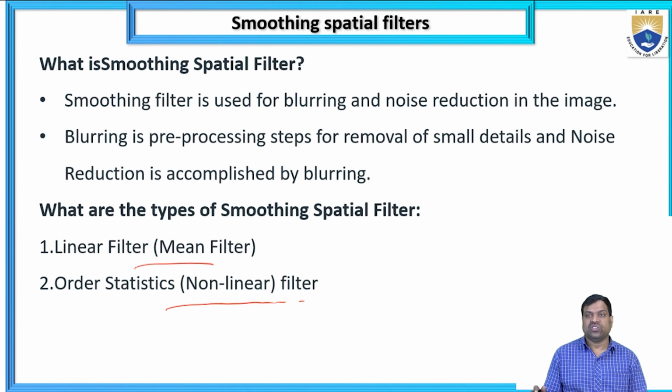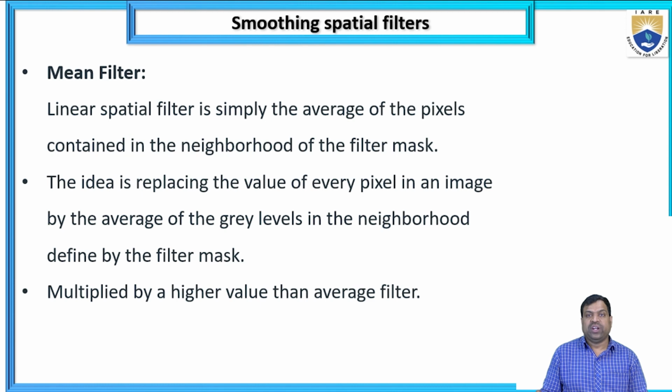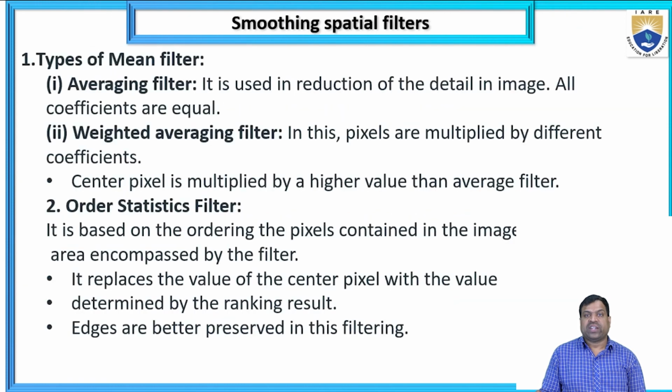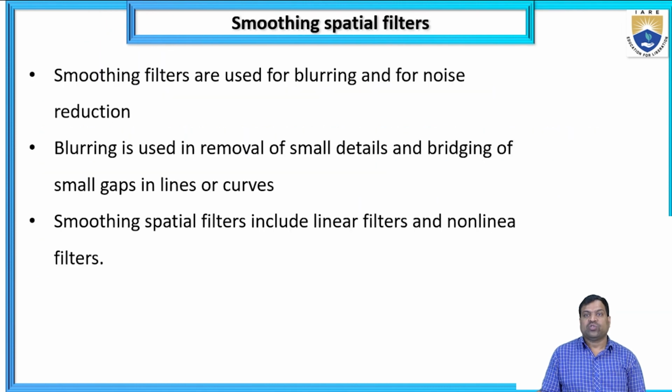A smoothing spatial filter is used for noise removal and removal of small details. There are linear filters and order-statistic filters, which are non-linear. The mean filter is a linear spatial filter that is simply the average of the pixels in the neighborhood of the filter mask. The idea is replacing the value of every pixel in an image by the average of the gray levels in the neighborhood defined by the filter mask. What are the types of average filter? Weighted average, minimum filter, maximum filter. Smoothing filters are used for blurring and for noise reduction.